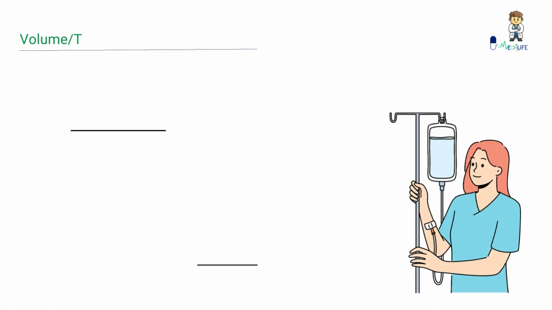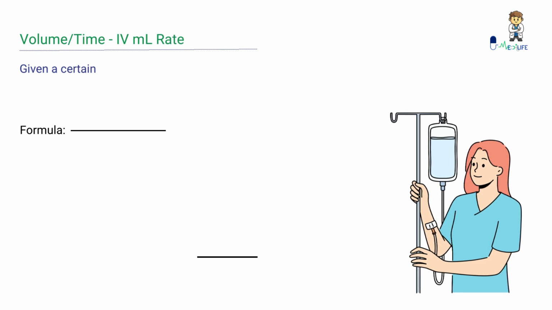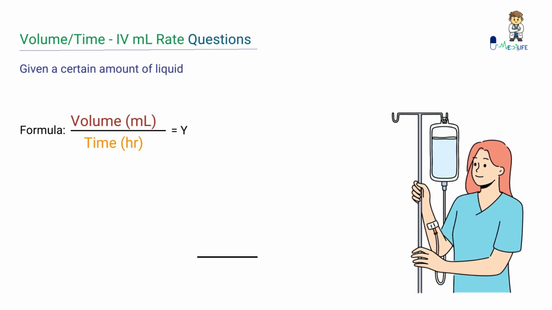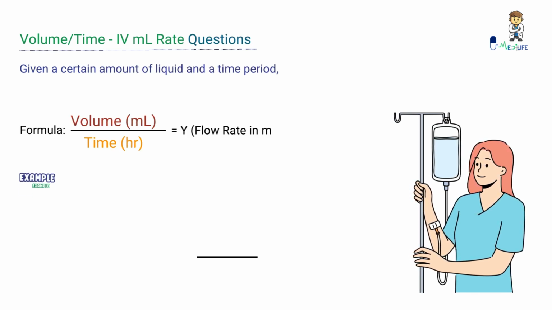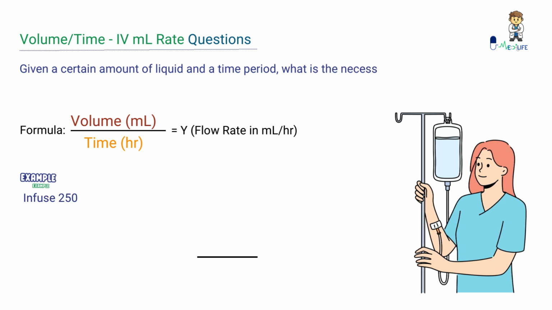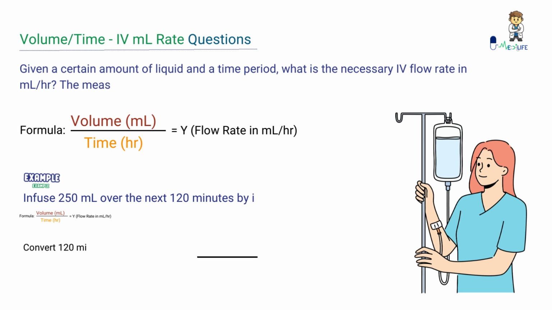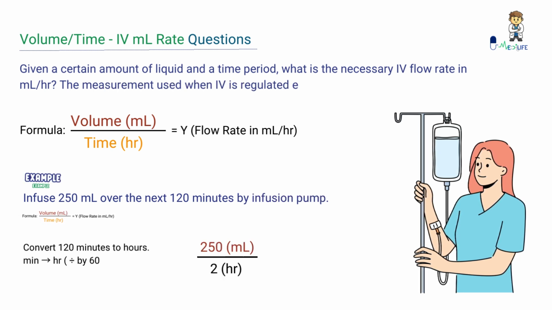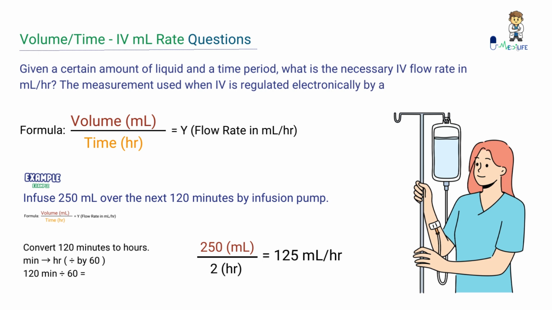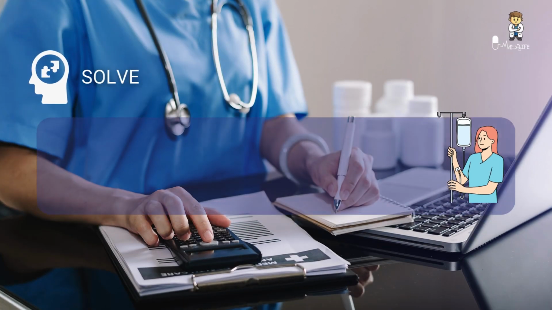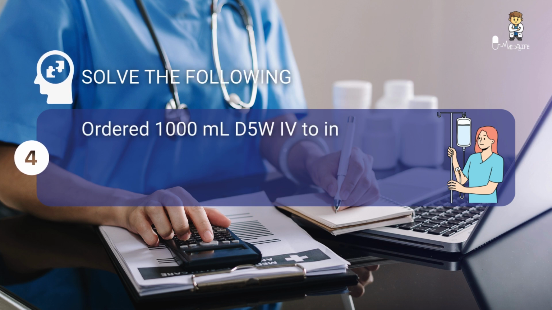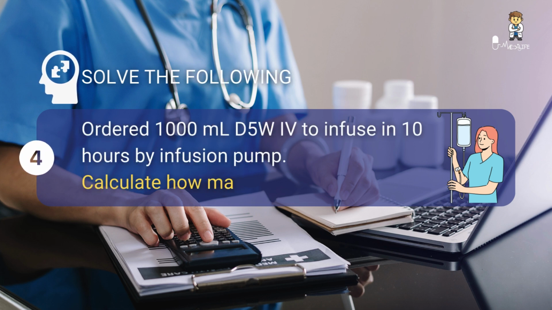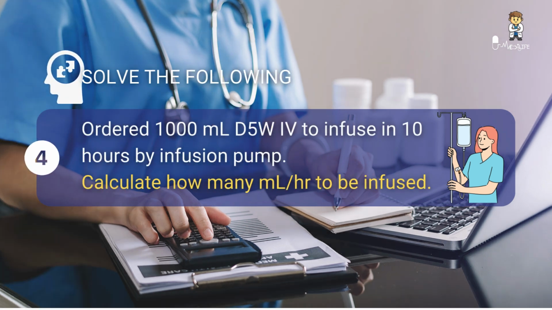For volume, time, IV ml rate questions, when given a specific amount of liquid and a time period, you can calculate the necessary IV flow rate in milliliter per hour using this formula, volume divided by time. This measurement is used when the IV is regulated electronically by an infusion pump. Check the presented example to see how it's done. Check this example, solve it, and let us know your answer in the comments below. Feel free to pause the video if you need more time.